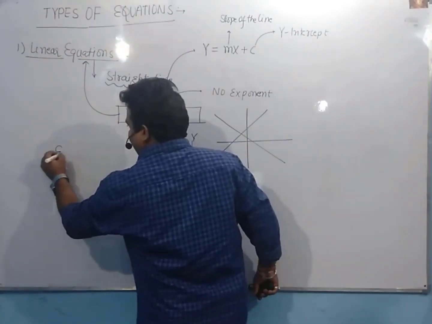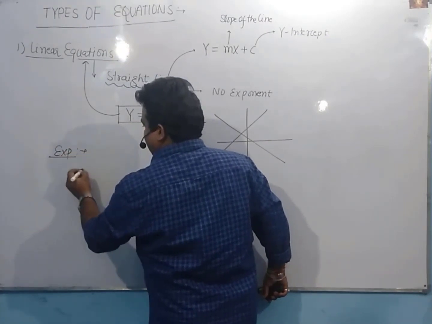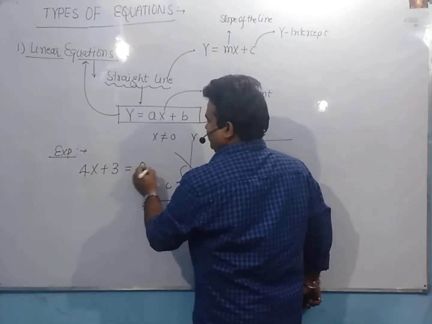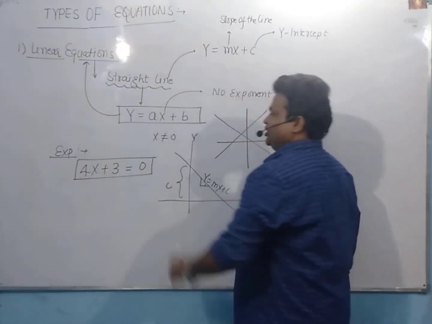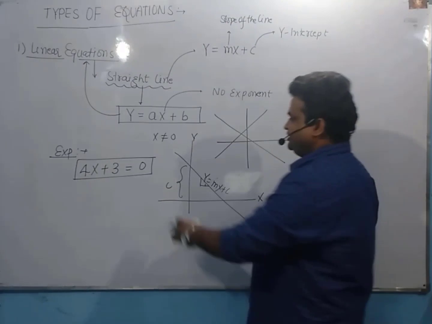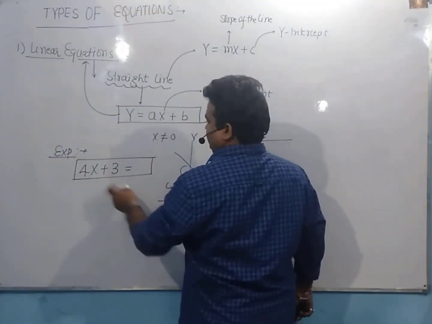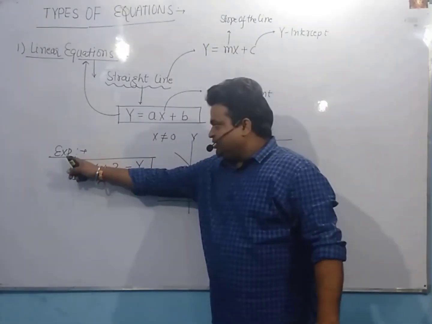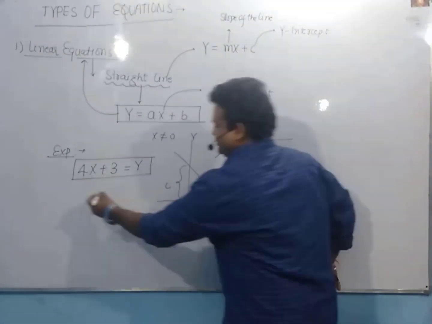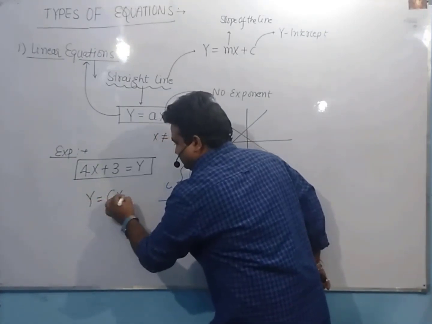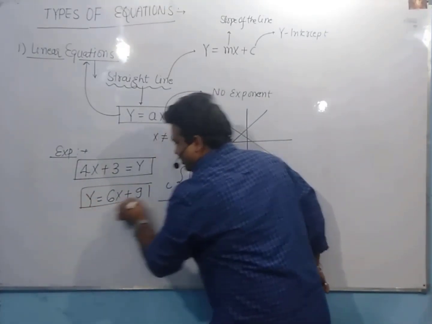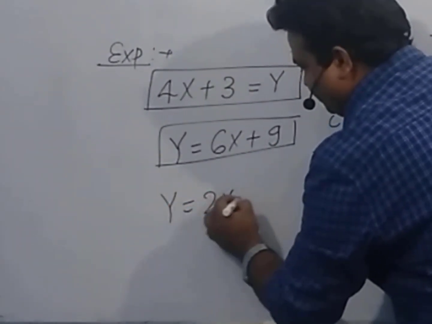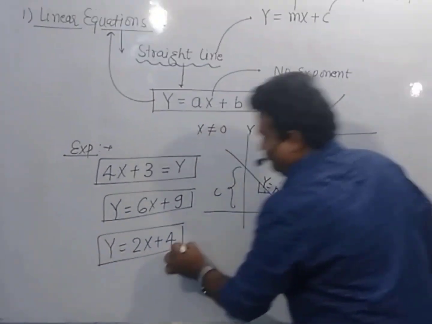So one example, if I am telling you, you can write 4x plus 3 is equal to 0. This is the equation of a linear equation. 4x plus 3 equal to y, or you can say y equal to 6x plus 9. This is also an example of linear equation. Another example, you can also write y equal to 2x plus 4. This is also an example of linear equation.